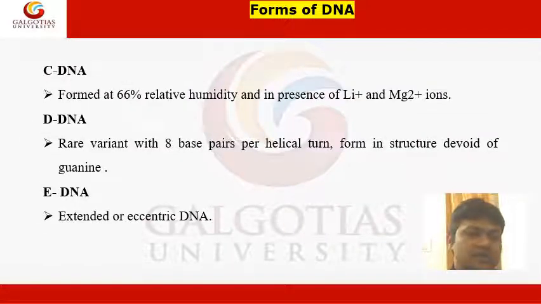C-DNA has 66% relative humidity and the presence of lithium and magnesium ions in this DNA. D-DNA is a very rare variant with 8 base pairs per helical turn and forms in structures which do not have guanine. Now the E-DNA is the extended form or the eccentric form of the DNA.